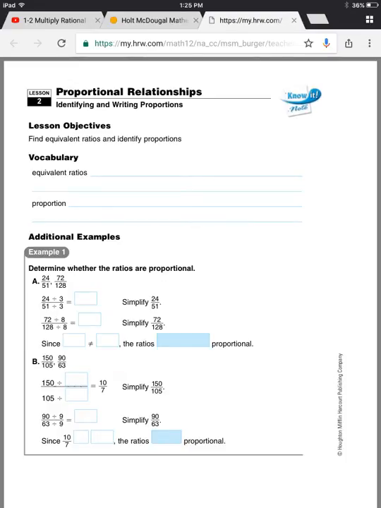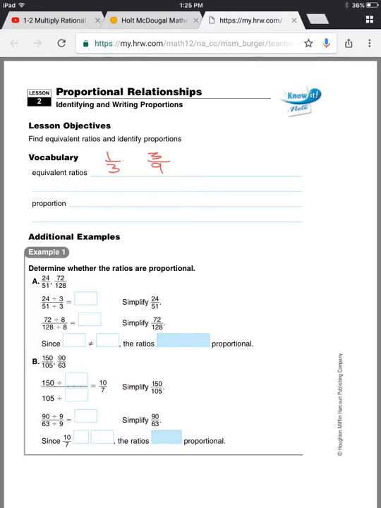Okay, today we are looking at identifying and writing proportions. So we have a few things to know first. Equivalent ratios are ratios that name the same comparison. It might be a simplified fraction of another, like 1/3 and 3/9. Those are equivalent because 3/9 simplifies to 1/3.